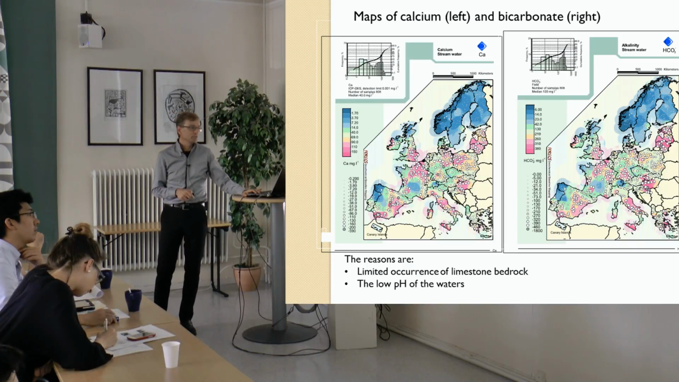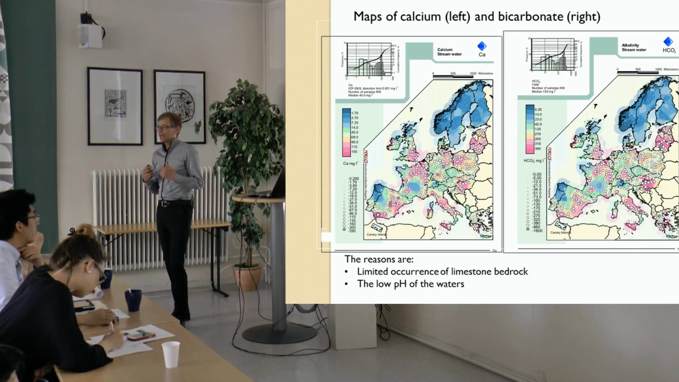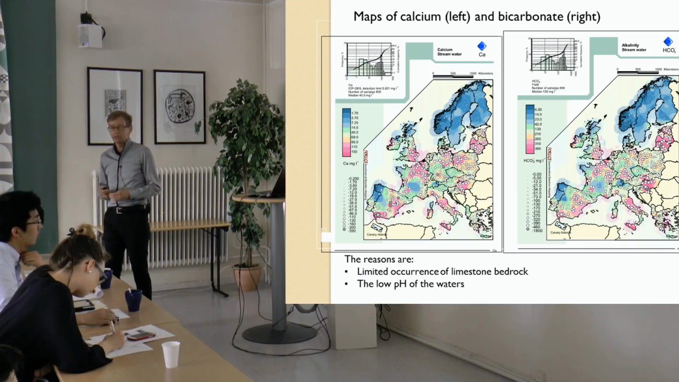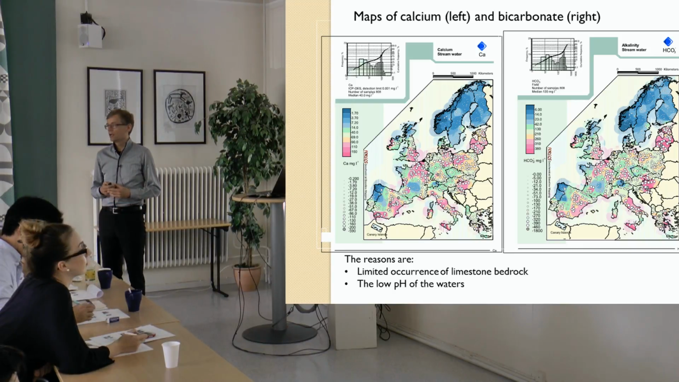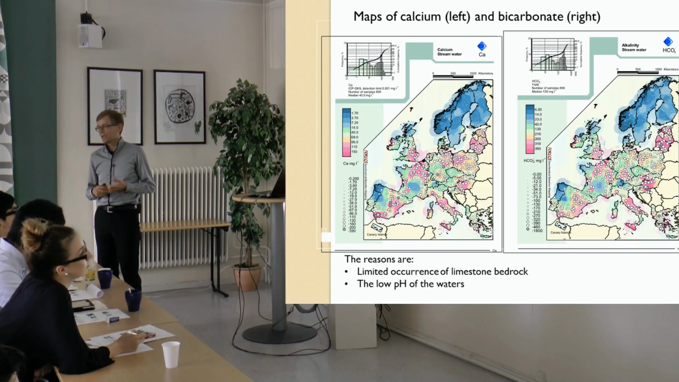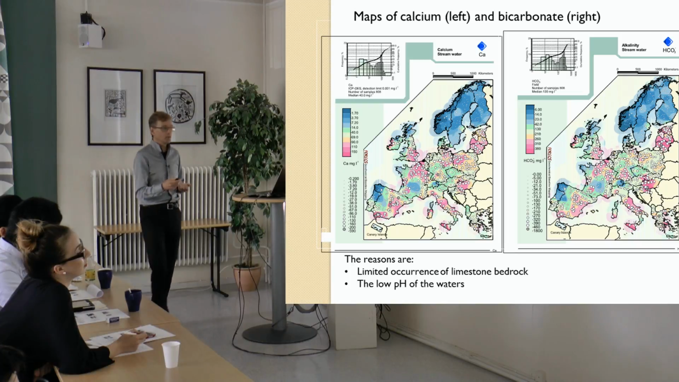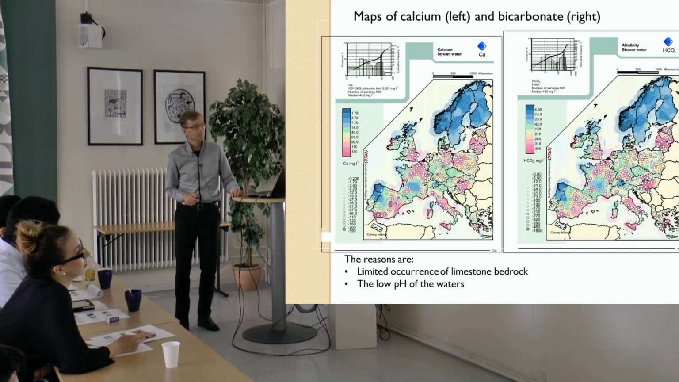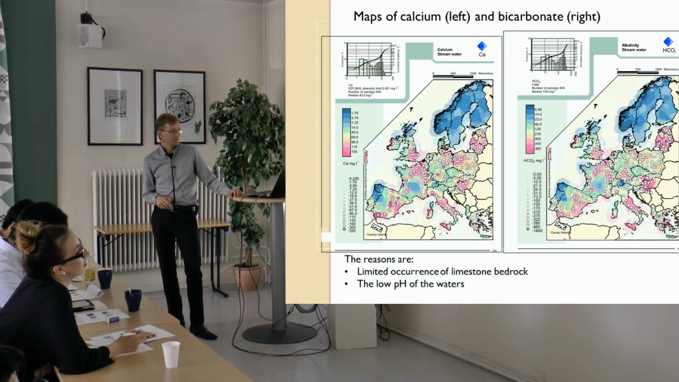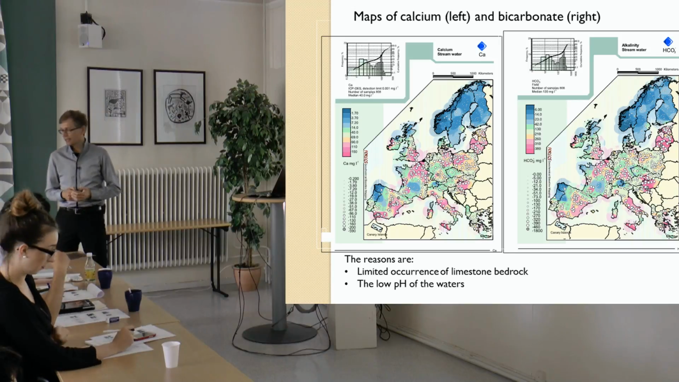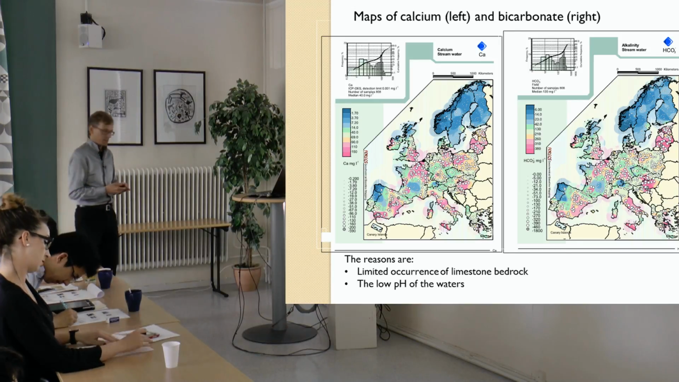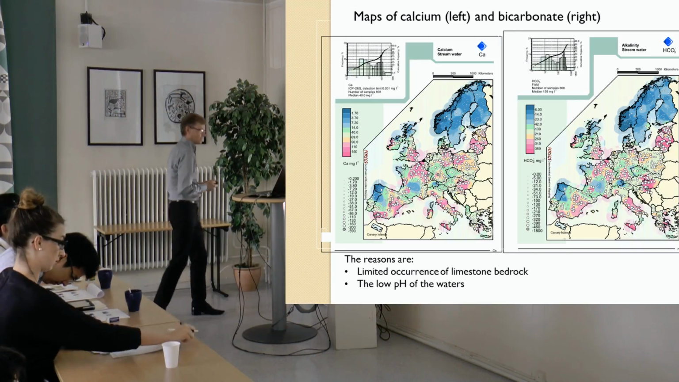And that is because of limited occurrence of limestone. On the European continent, a lot of sedimentary rocks containing limestone, which cause mobilization and leaching of calcium and bicarbonate. And also the low pH of the waters, they cause a degassing of the bicarbonate. So also pH has a small effect here.